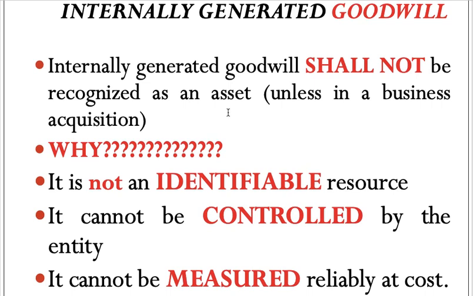Okay, now it is further explained here: internally generated goodwill shall not be recognized as an asset, unless in a business acquisition. And again, goodwill does not fall under MFRS 138. It falls under a different MFRS, under business combination. Okay, why can't you recognize it? Because it is not identifiable, it cannot be controlled, and it cannot be measured reliably. So all this "cannot" means that it does not fulfill the recognition criteria.